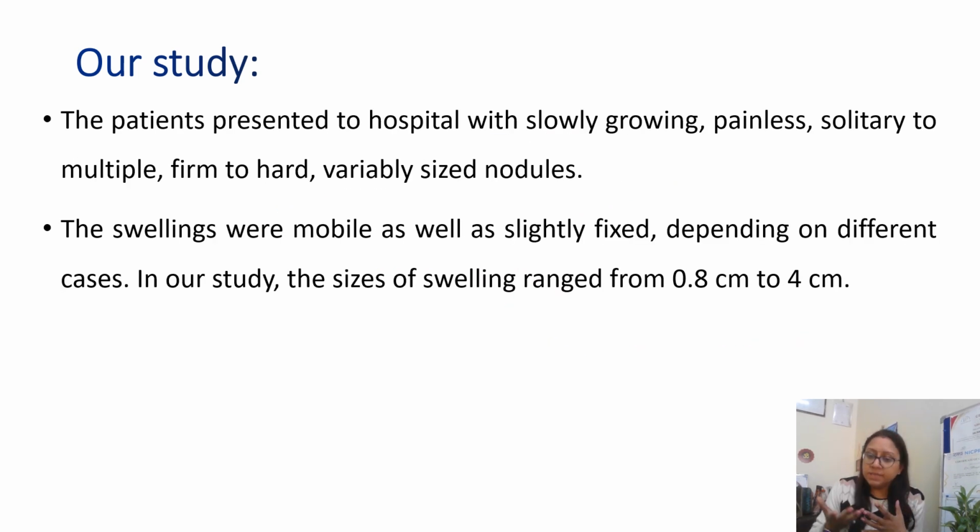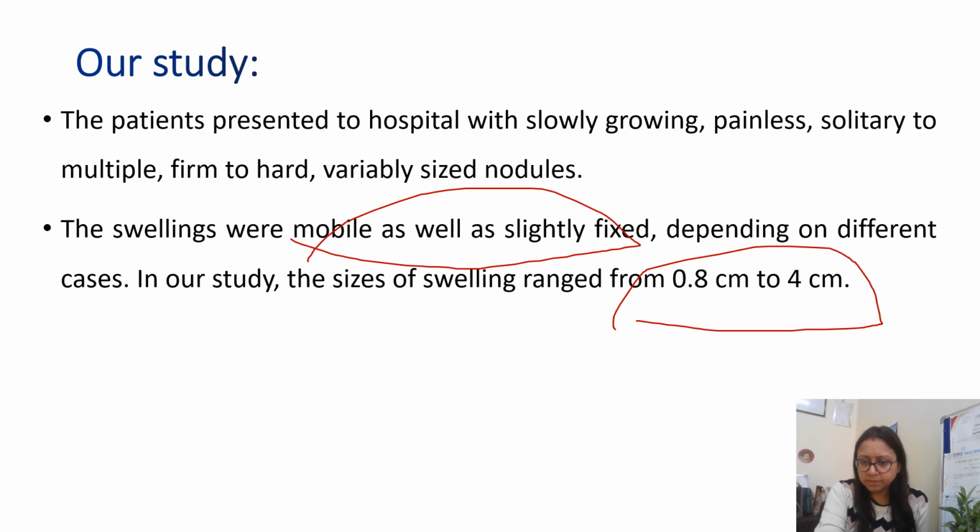And how will the patient present to you with calcinosis cutis? Normally, what is a malignant lesion like? It evolves very fast, and the increase in size of the lesion is very fast. It spreads. These patients will come to you with chief complaints of slowly growing, painless, solitary to multiple, hard, variably sized nodules. These swellings were mobile as well as fixed depending on the different cases. And the size ranged from 0.8 centimeter to 4 centimeter in our study.